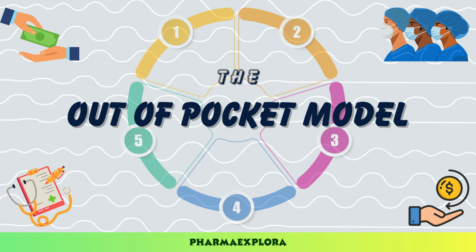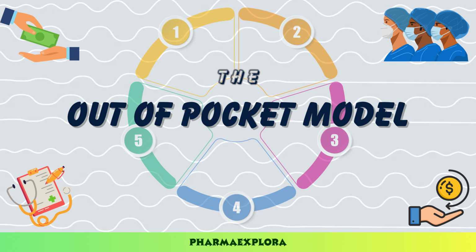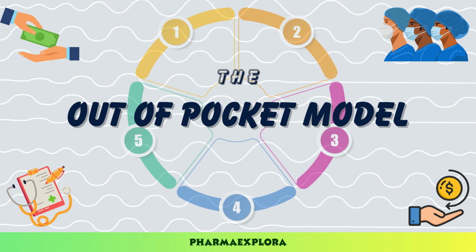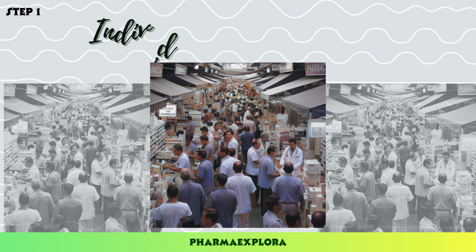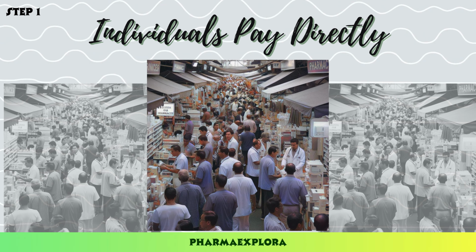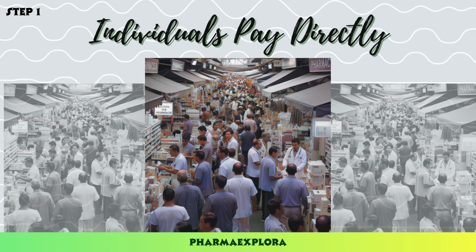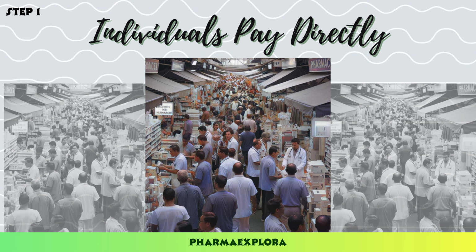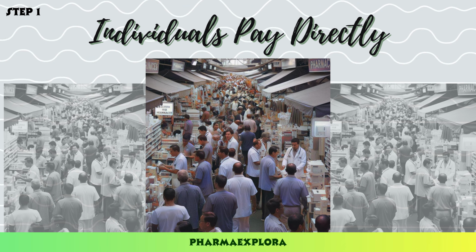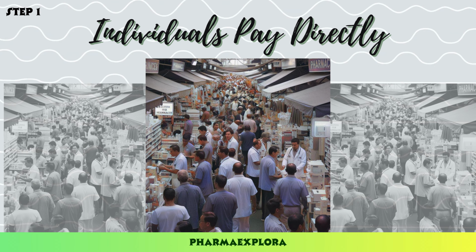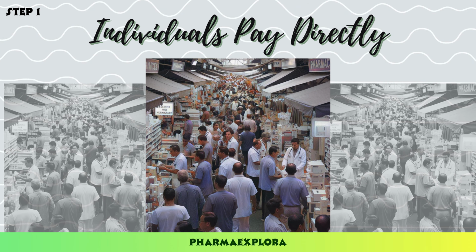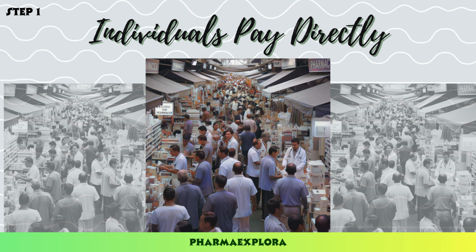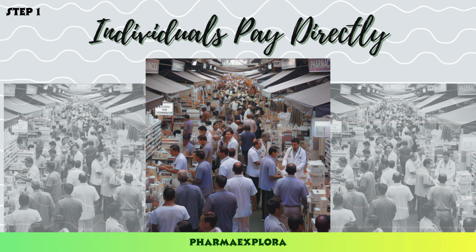Here's a step-by-step description of how the out-of-pocket model operates. This model consists of 5 main steps. Individuals pay directly. Unlike other models with insurance or government funding, the out-of-pocket model places the primary financial responsibility for healthcare directly on individuals. This means patients pay for most healthcare services out of their own pockets at the time of receiving care.